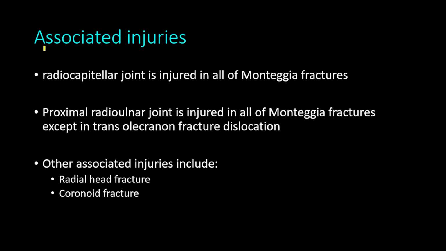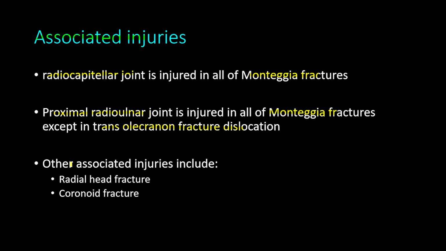Now let's talk about the associated injuries. So the radiocapitellar joint is injured in all Monteggia fractures, and the proximal radio-ulnar joint is injured in all Monteggia fractures too, except in transolecranon fracture dislocations. So in transolecranon fracture dislocation, the olecranon is fractured, the radial head is dislocated, and the proximal radio-ulnar joint is normal. It is not injured. While in the other cases of Monteggia fractures, the proximal radio-ulnar joint is injured.